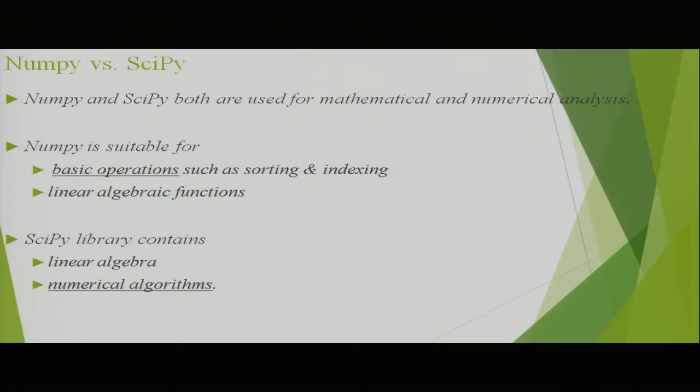Now let's see what are the small differences between NumPy and SciPy. They are both used for mathematical and numerical analysis. So what's the difference? NumPy is suitable for basic operations such as sorting and indexing, because it contains array data, whereas SciPy contains all the numeric data.